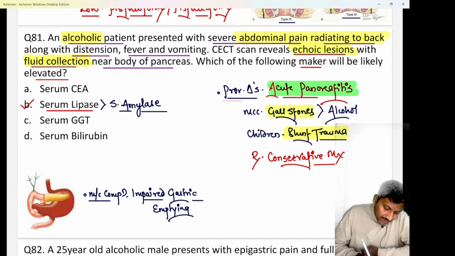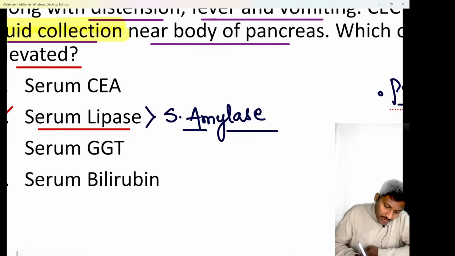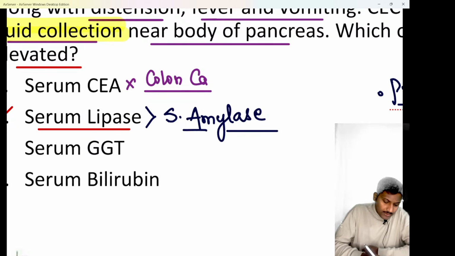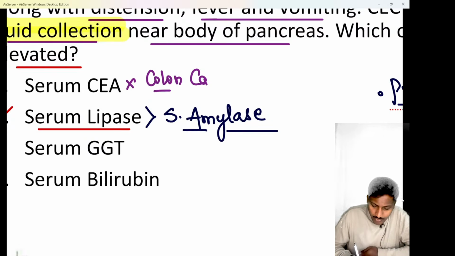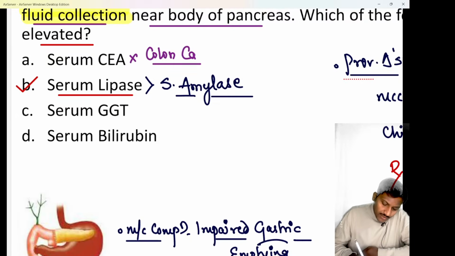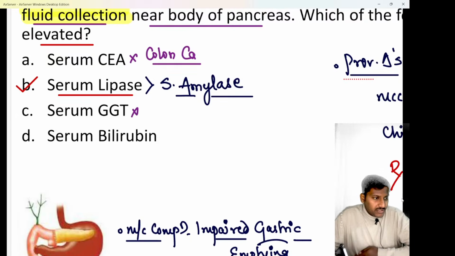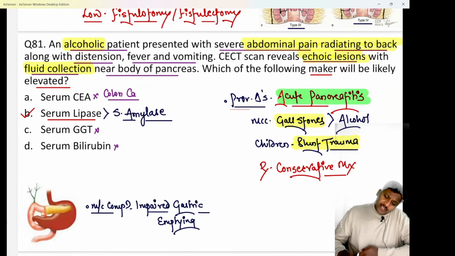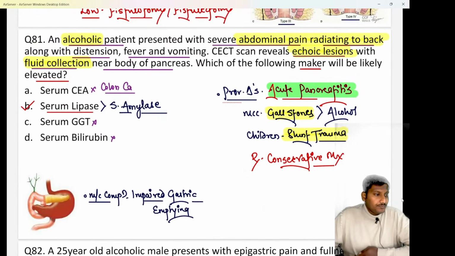Clear? Serum CEA, or carcinoembryonic antigen: do remember, it is a tumor marker for colon cancer or pancreatic cancer. So in colon cancer or pancreatic cancer, the CEA will be elevated. GGT is gamma glutamyl transpeptidase. It is usually elevated in liver diseases, especially alcoholic liver disease. Bilirubin is also elevated in liver diseases or gallstones. So that is what is important to be remembered.